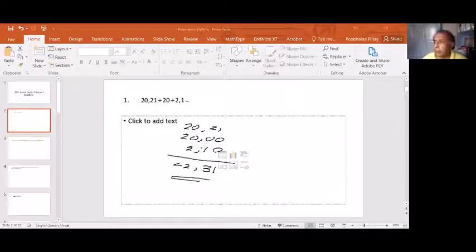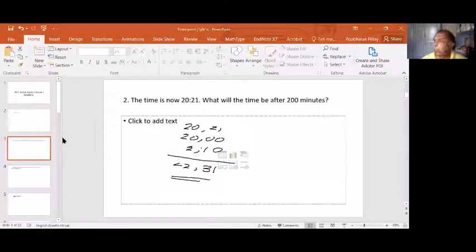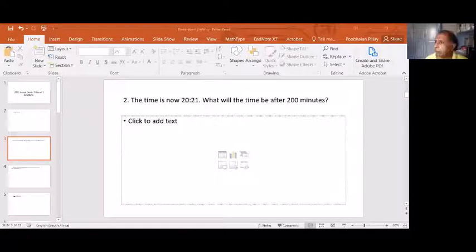All right, so let's get on to the next question. It wasn't a very challenging question, as you can see. So, question 2. It says the time now is 2021. This is, in other words, 21 minutes past the 20th hour, which is 8 in the night. So it's just past 20 past 8 at night. What will the time be after 200 minutes?